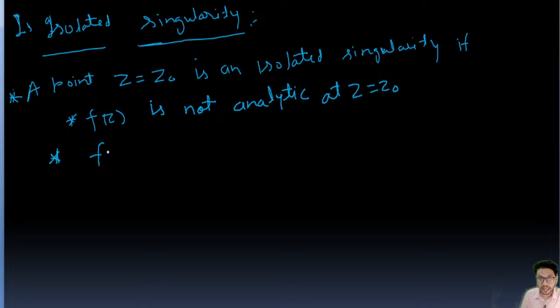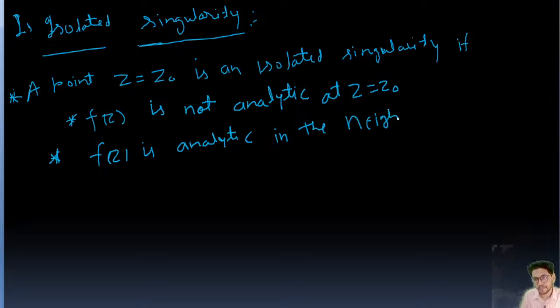Second, f(z) is analytic in the neighborhood of z naught. So f(z) is not analytic at z equal to z naught, but f(z) is analytic in the neighborhood of z naught. Then this is an isolated singularity, and z naught is an isolated singular point.